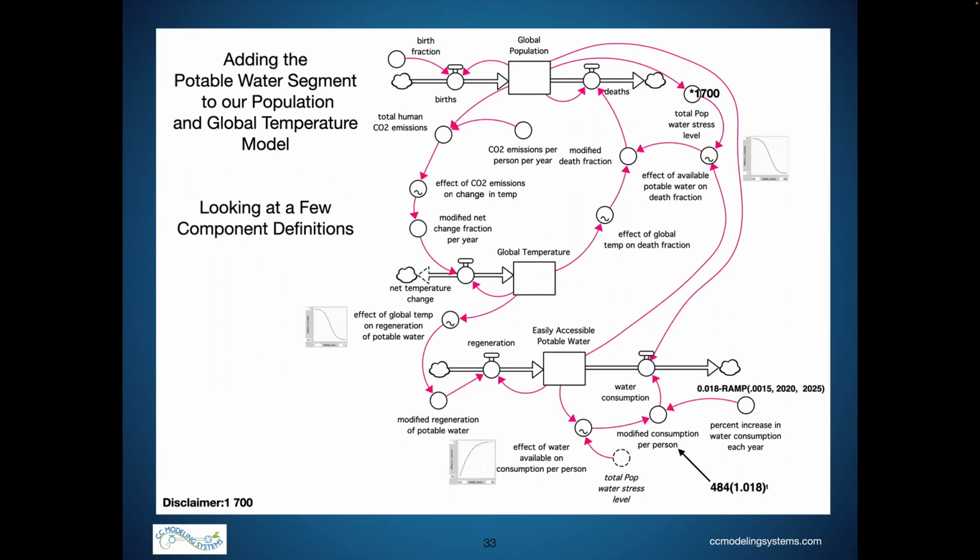The total population water stress level also impacts how much water people can consume. Less water means less consumption. Moreover, the consumption of potable water per capita has increased by 1.8% for the last 100 years. So the water consumption outflow is a super exponential process, which does not bode well for humans on this planet.